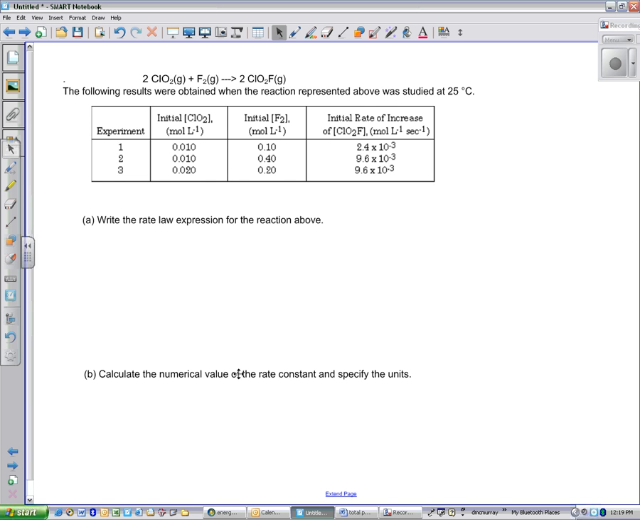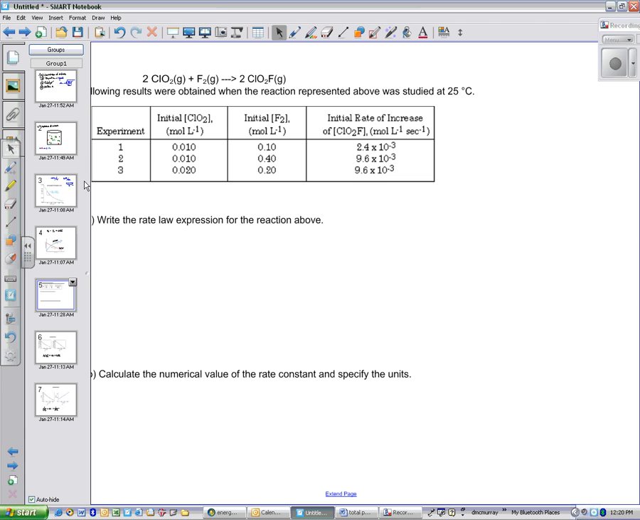So here we're presented with some data, and this data is telling us the instant or the initial rate of increase of a product, and then they give us initial concentrations of the reactants. And so we have the balanced equation up top where we have the ClO2, the F2, and we end up with ClO2F. And so the product is what we're measuring the increase of initially. And the reactants are what we're coming up with the initial decrease of.